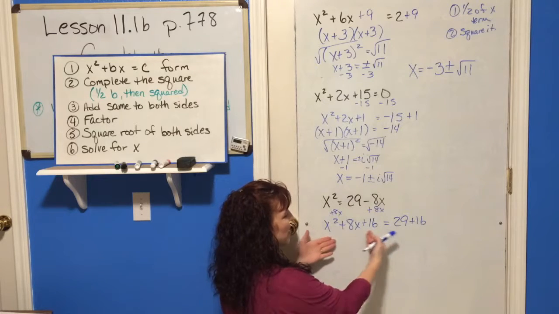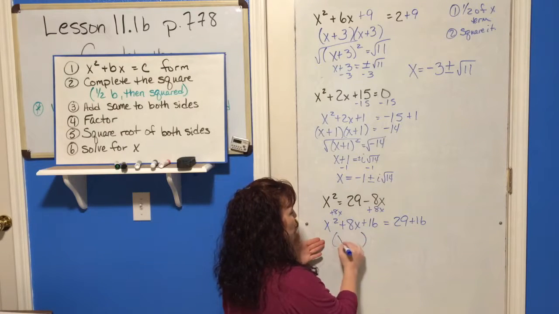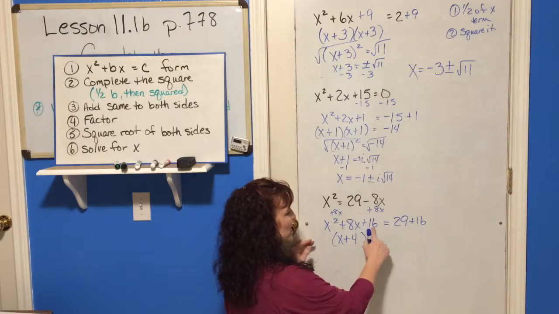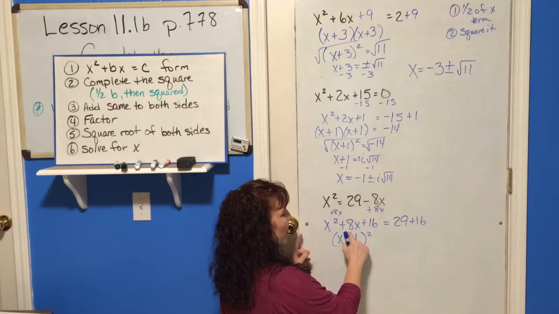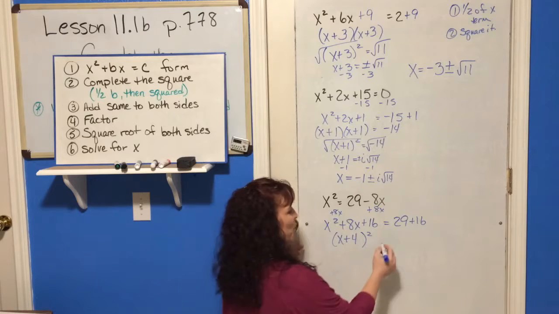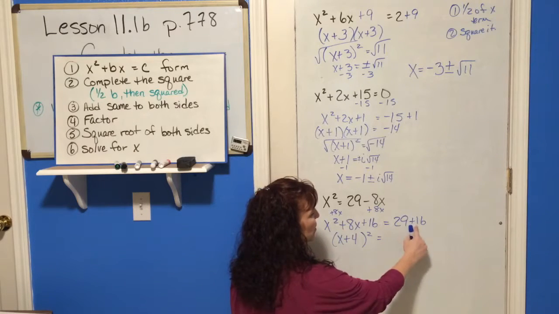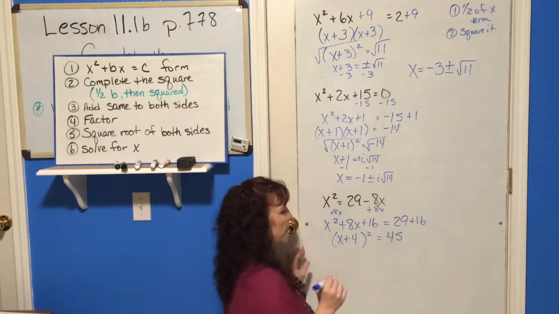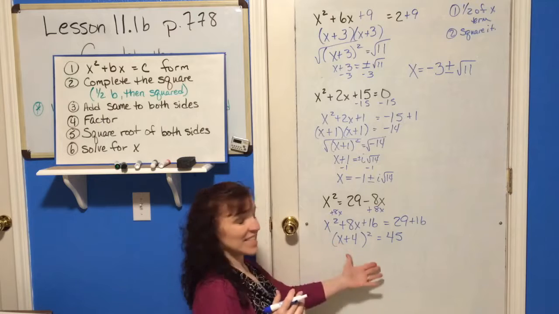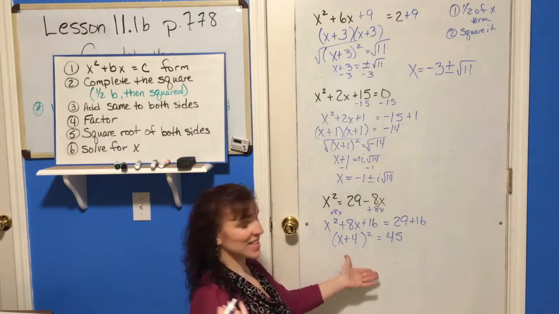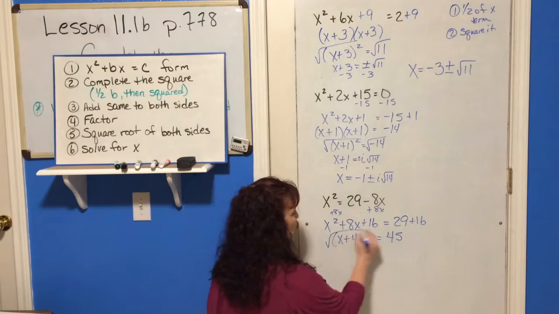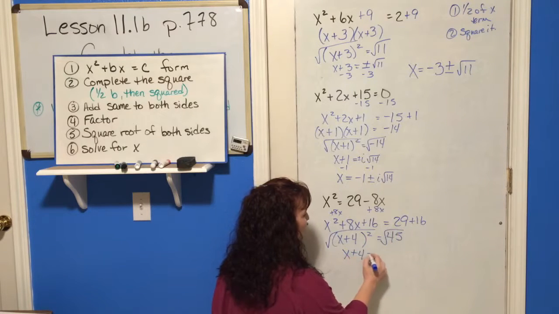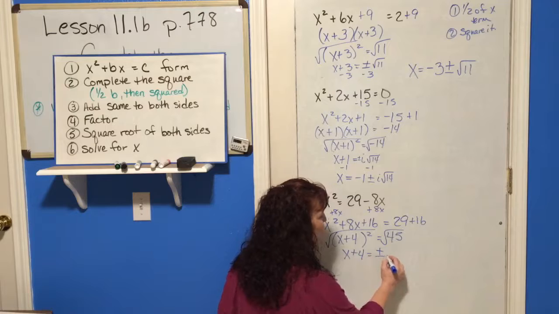And so now this should factor into x plus 4 squared. 4 times 4 is 16, and if we add 4 plus 4, that equals 8, so we're good to go. And that equals 45. And now this is exactly like what you did in the last lesson. Take the square root of both sides. x plus 4, don't forget, equals plus or minus the square root of 45.